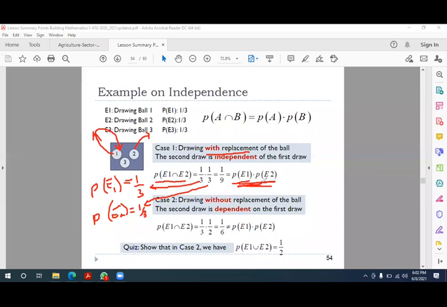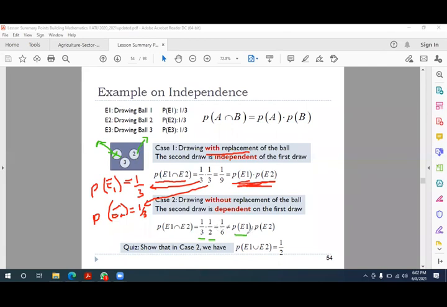Now let's see the other side, the other case, okay? In the case where this time we are not replacing, we are drawing without replacement, how will it look like? So let me use a different color. When I select the first one, the probability will be what? 1/3 here. Then because I've selected the first one, this ball is no more in the box. So when I'm selecting the second ball, it's going to be 1/2. 1/3 times 1/2 is 1/6.